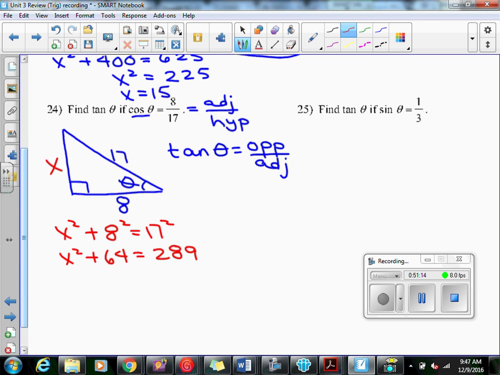Now I need to get x by itself, so what am I going to do? Move 64 over. Subtract the 64, so x squared equals 225. Now take the square root of both sides. So you get x equals 15. So you can take that 15 and put it in the picture. Now that we know this opposite leg is 15, we can go ahead and find the tangent of theta.